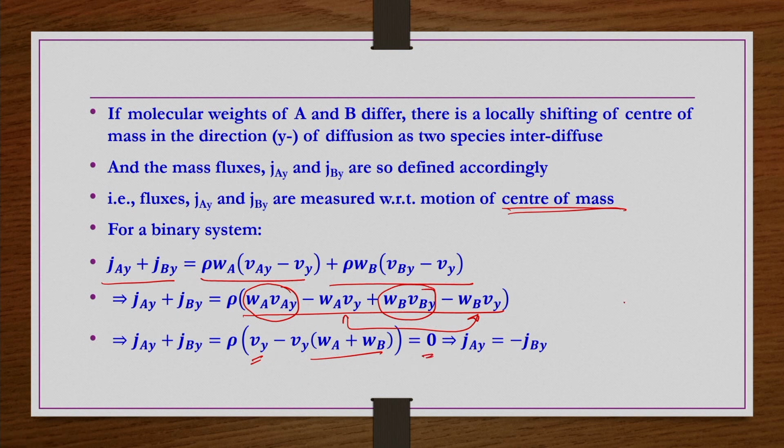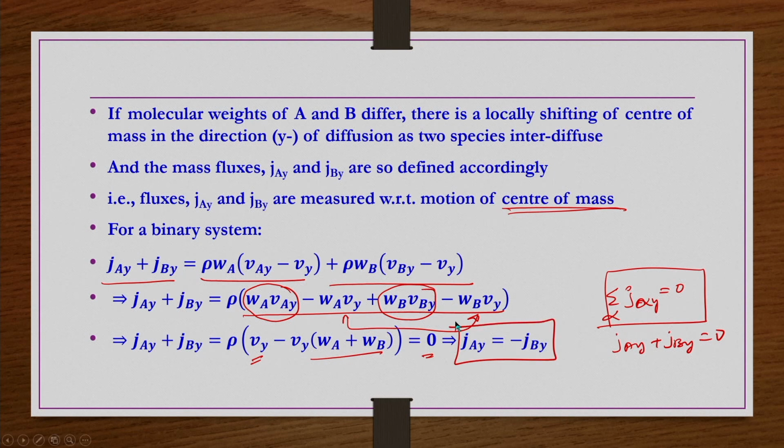So, what does it mean? Sigma j_alpha should be 0, where alpha indexes the components. Okay. So, that means if you have alpha number of components, if you obtain the flux of all the components in the y direction and add them together, you are going to get 0. If you have only binary components, then j_Ay plus j_By equals 0. The same thing we can write as j_Ay equals minus j_By.